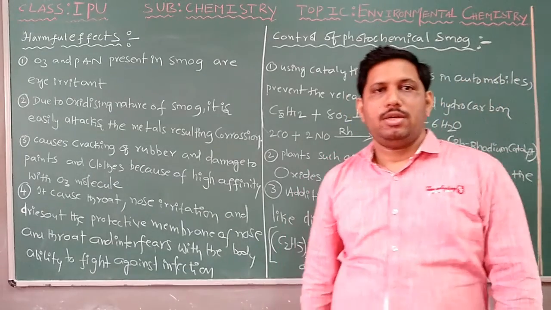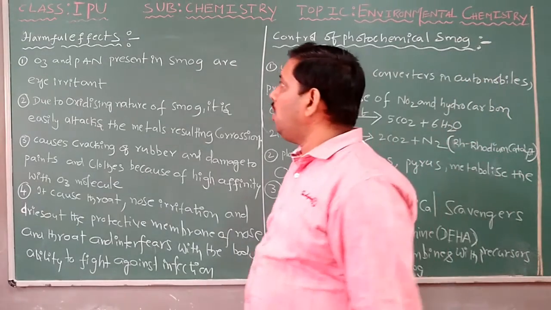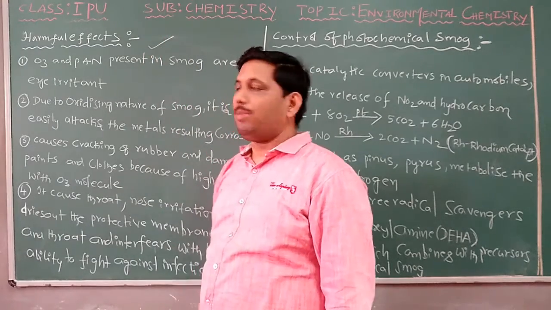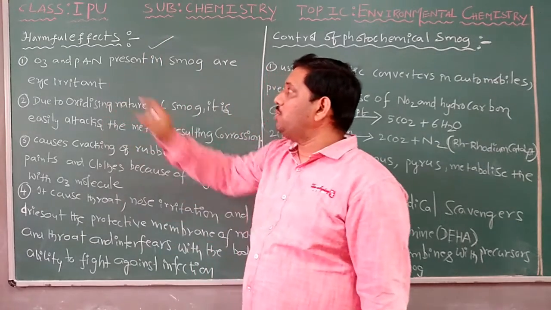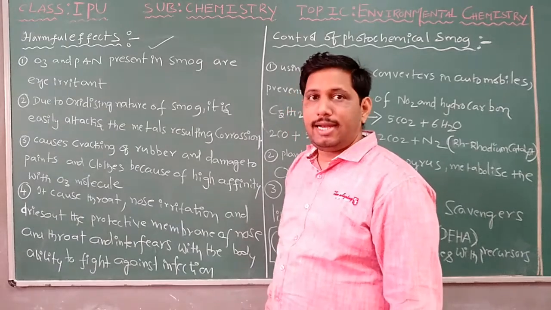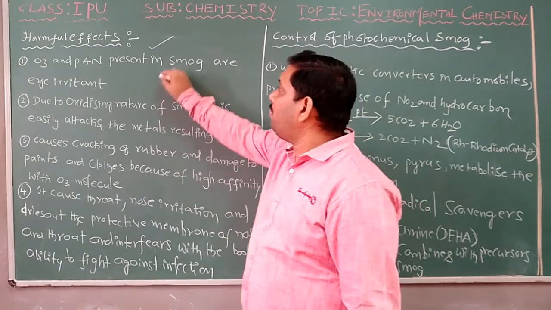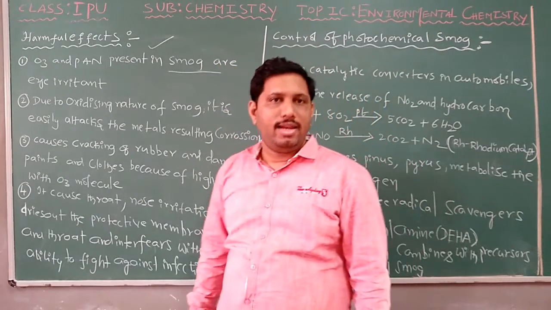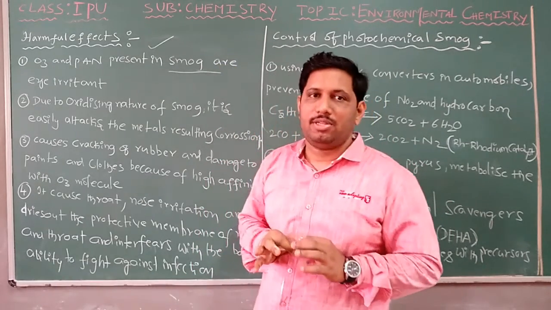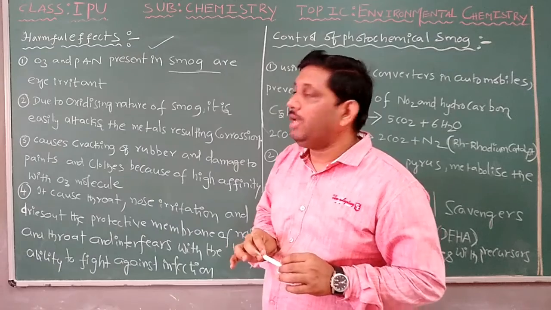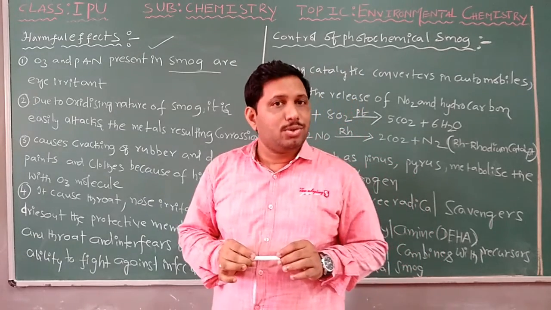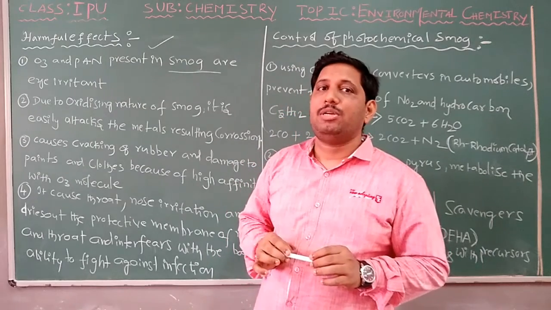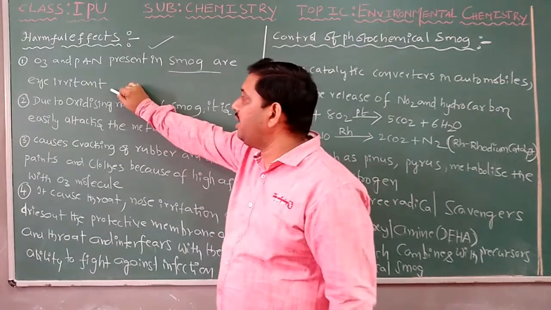Okay, students, next continuation. Harmful effects of photochemical smog. Ozone and peroxyacetyl nitrate, that is PAN, present in the smog are eye irritants. From a competitive point of view, they will ask students, which of the following is an eye irritant? The ozone and PAN, peroxyacetyl nitrate, present in the photochemical smog act as eye irritants.